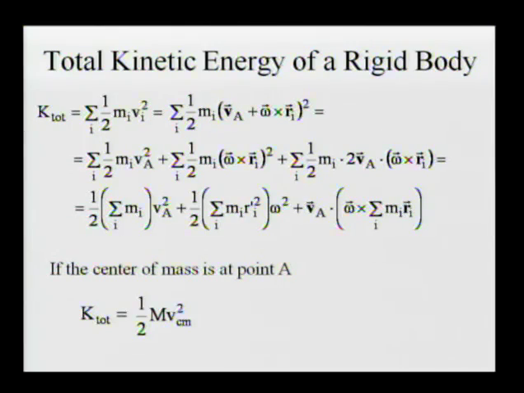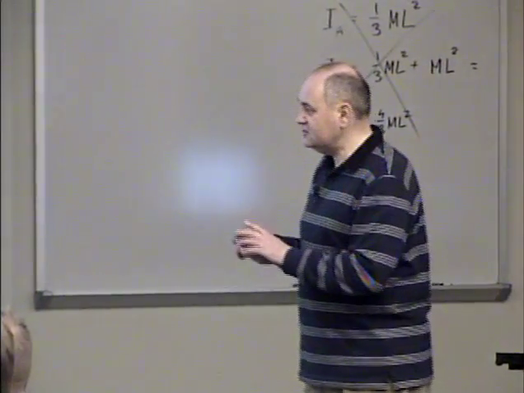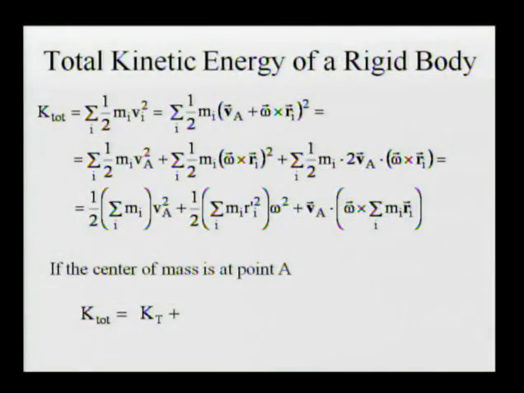One half of the mass of the object multiplied by the square of the speed of its center of mass gives me not the total kinetic energy. Which one? Translational kinetic energy. So this is translational kinetic energy.